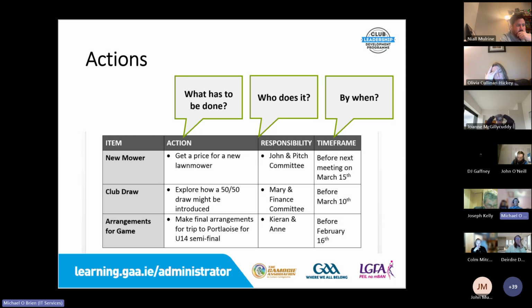And we don't have to reinvent the wheel here. This template is available on learning.gaa.ie. So you can go on to learning.gaa.ie and there's a wealth of information on that website. If you've never visited the website, there are templates, documents, and videos. The Club Compass video is available up there to watch.